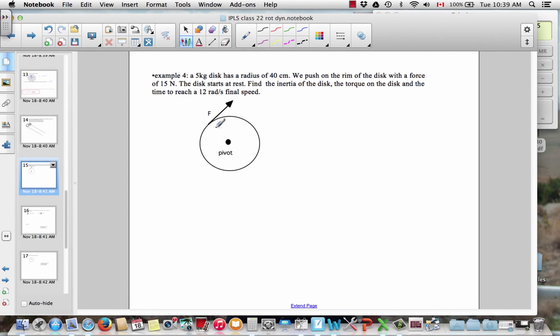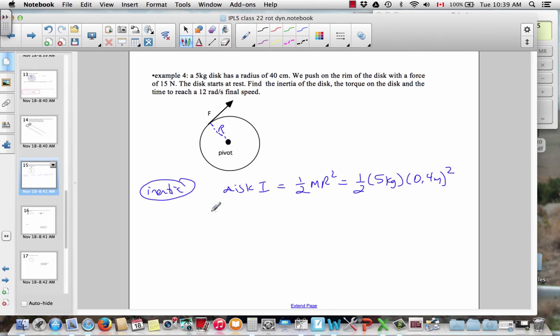All right, so here's the solution. So viewed from above, we see that there's a torque on this disk. The torque is going to be the product of the force and the distance away, which is the radius of the disk. Now, the inertia of the disk, let's start with that. Because it's a disk, we know that disk inertia is 1/2 mr squared. We didn't do the calculus derivation, we just stated the result. So the mass is 5 kilos and the radius is 0.4 meters all squared.